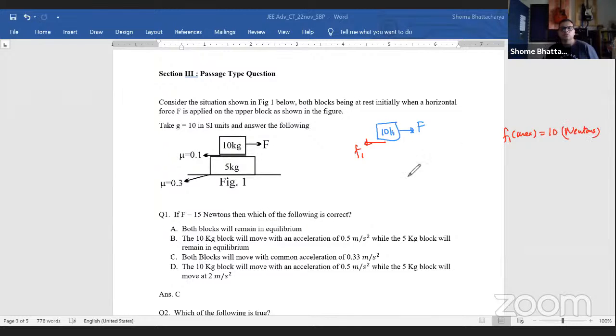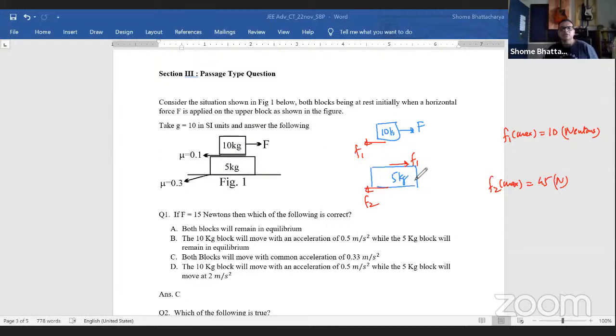And then you look at the lower block, which is the 5 kg block. उस पे ये फ्रिक्शन ऐसा एक्ट करेगा, ग्राउंड पे ऐसा फ्रिक्शन एक्ट करेगा. Now this friction's maximum value is a lot more. It is 0.3 into the combined weight, so 150 into 0.3, so that is 45 newtons.